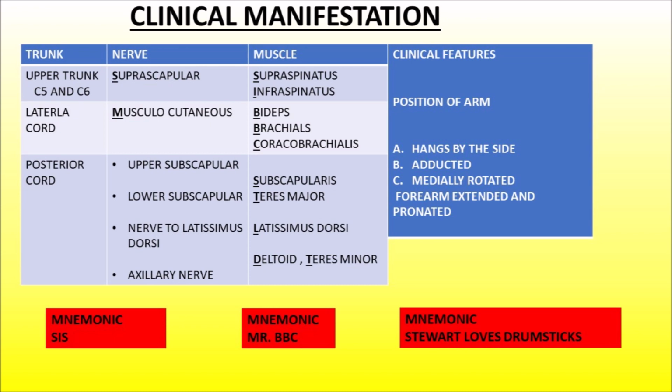The clinical features of Erb's paralysis: we'll talk about the position of the arm. It hangs by the side, it is adducted, medially rotated, and the forearm is extended and pronated.